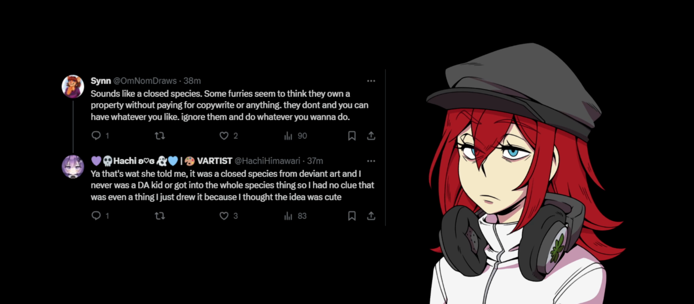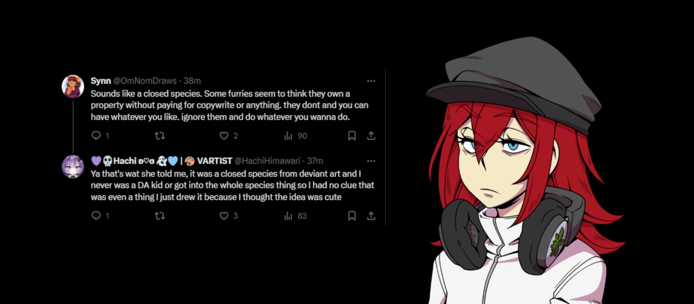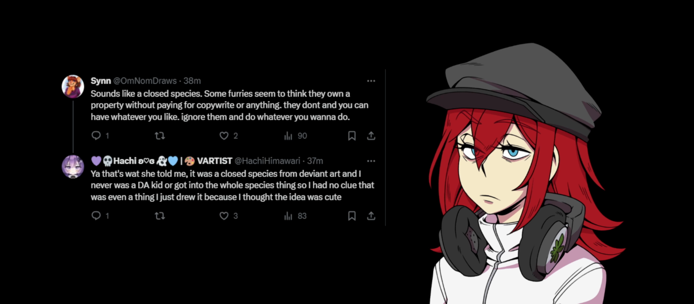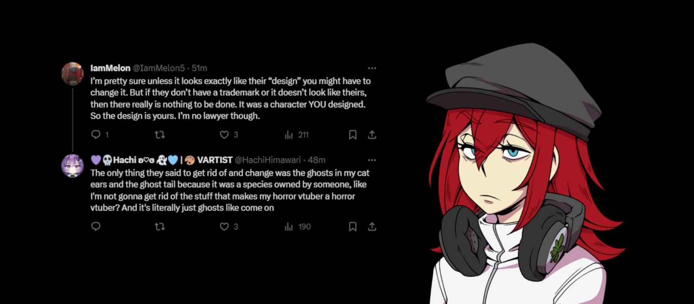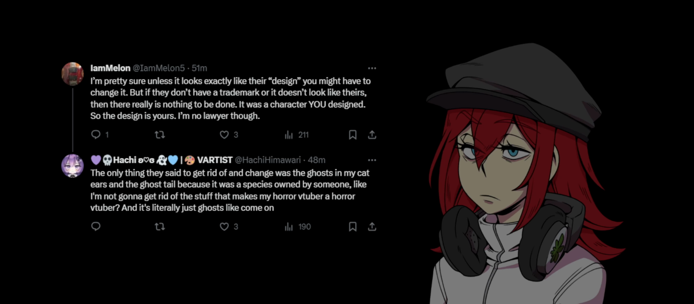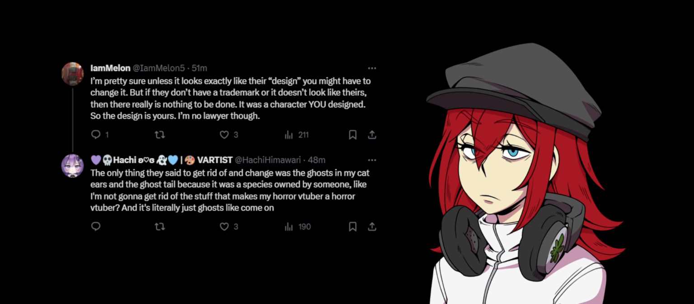It was closed species from DeviantArt, and I never was a DA kid regarding the whole species thing. So I had no clue that was even a thing. I just drew it because I thought the idea was cute. I'm pretty sure unless it looks exactly like their design, you might have to change it. But if they don't have to trademark or it doesn't look like theirs, then there really is nothing to be done. It was a character you designed, so design is yours.